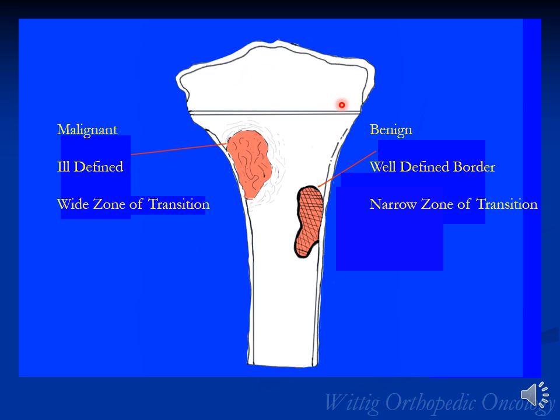This is just showing you schematically. Benign tumors have well-defined borders and a narrow zone of transition, whereas your malignant tumors may have ill-defined borders and more of a wide zone of transition.